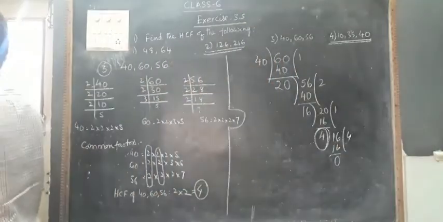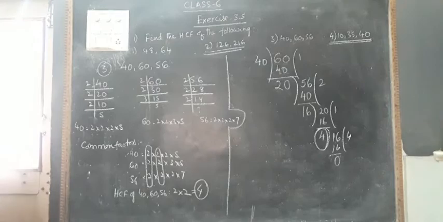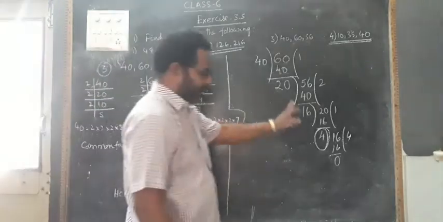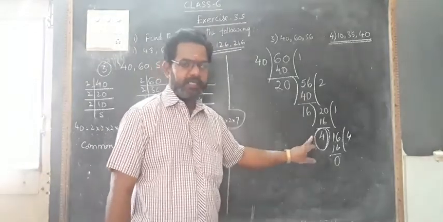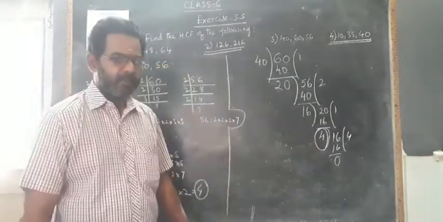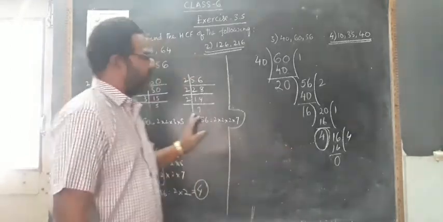In the division, the last divisor, the ending divisor, when it is getting 0 as a remainder, this is called the HCF, highest common factor. Understand? Okay. So this is the third sum.